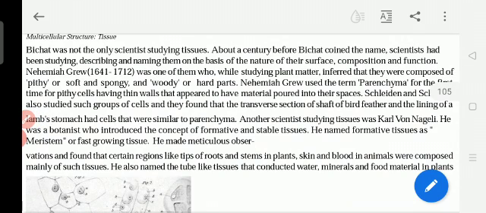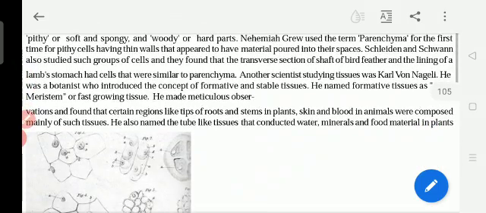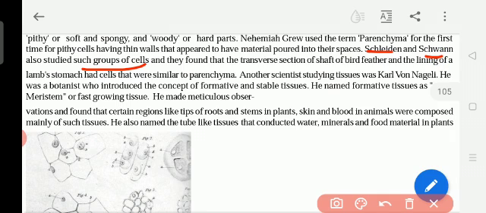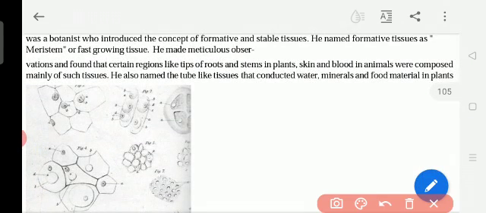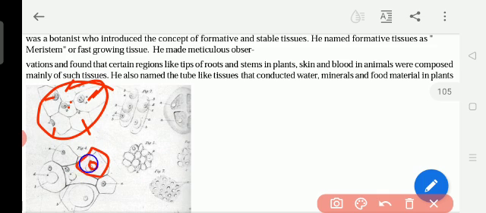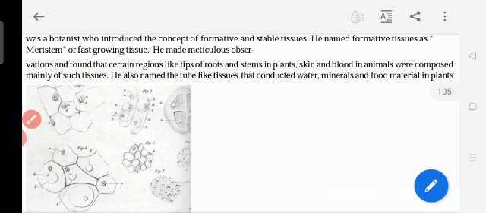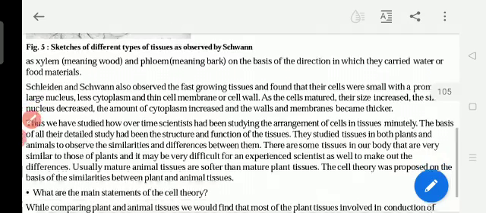Not only that scientist Marie François Xavier, but Schleiden and Schwann also studied such groups of cells, in a detailed way. So we see many kinds of things. I will explain to you. You see, these are the different kinds of tissues. This is one cell, 1, 2, 3, all these different cells making one tissue. In each cell there is a nucleus present. These are the different shapes of cells found in different kinds of tissues.